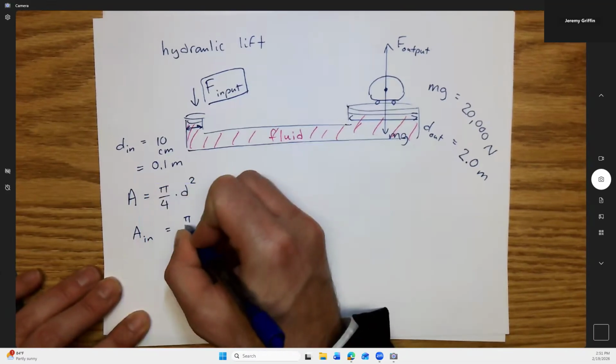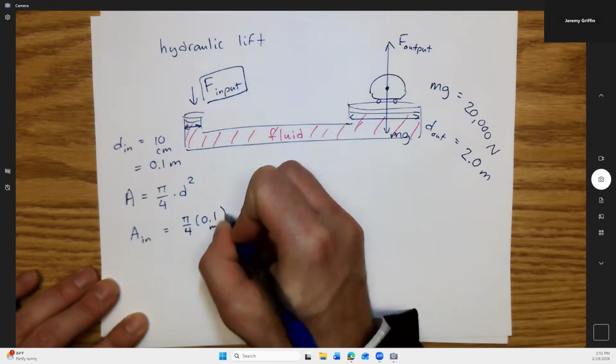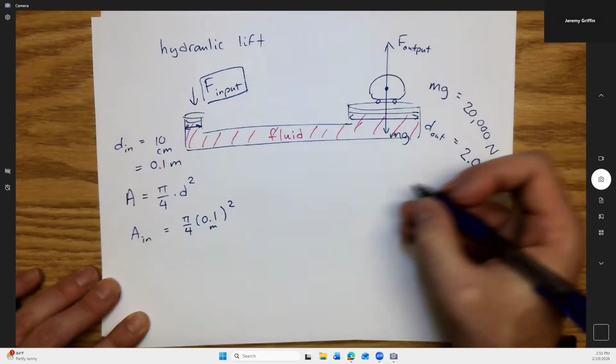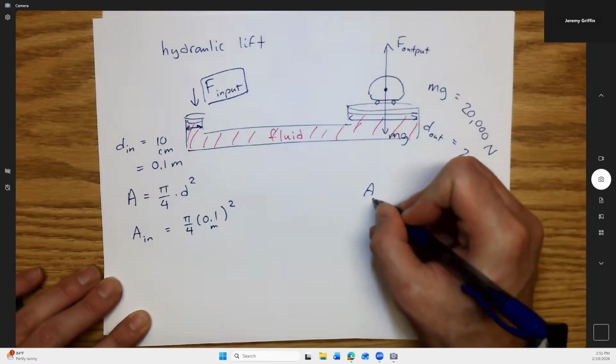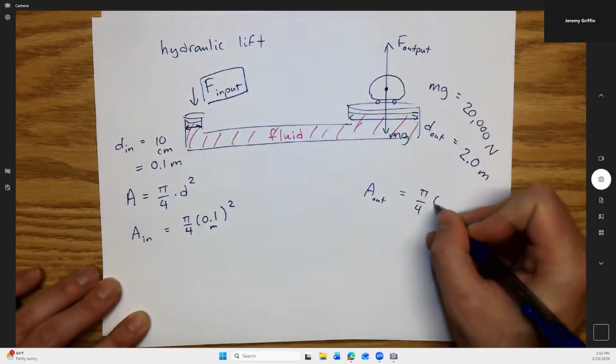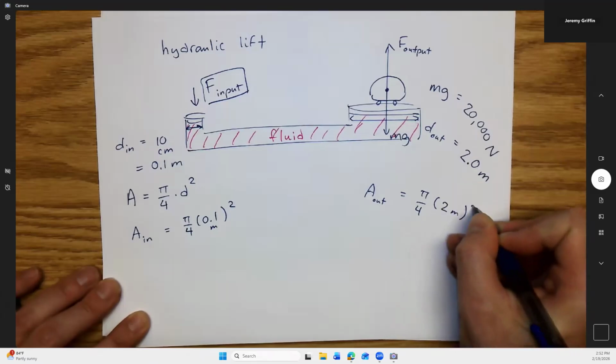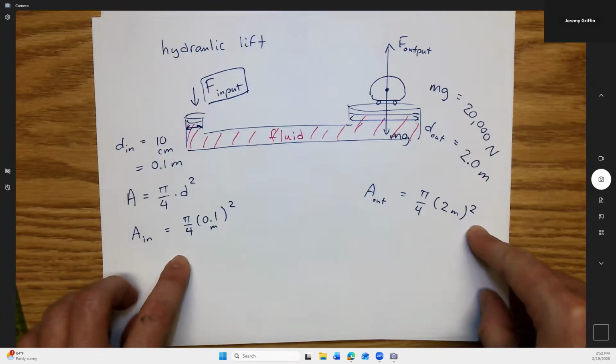Input is pi over 4, 0.1 meters being squared. Okay. And then, same thing for output. So the output piston area, also pi over 4, and now this one it did give you meters, so we could just use that number, 2 meters, but also square that. Okay, still got to square it.